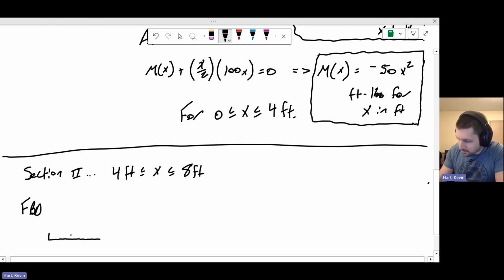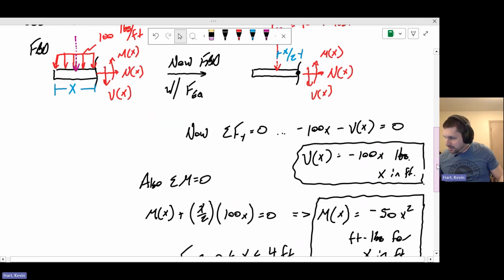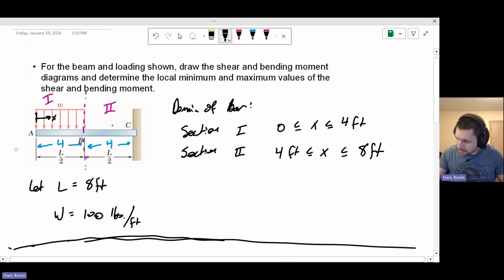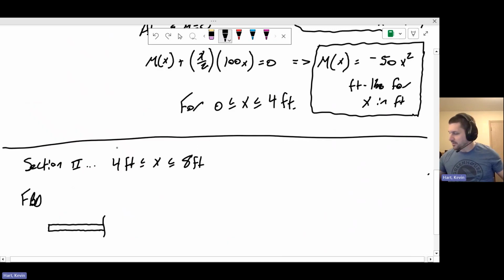Here we go. Here's our beam. We're going to make a cut, and we're cutting in the region where we do not have the distributed load. So if we go back up to our original picture, we are cutting now in the second region. Some arbitrary location in region number 2 is where we're going to make this cut.